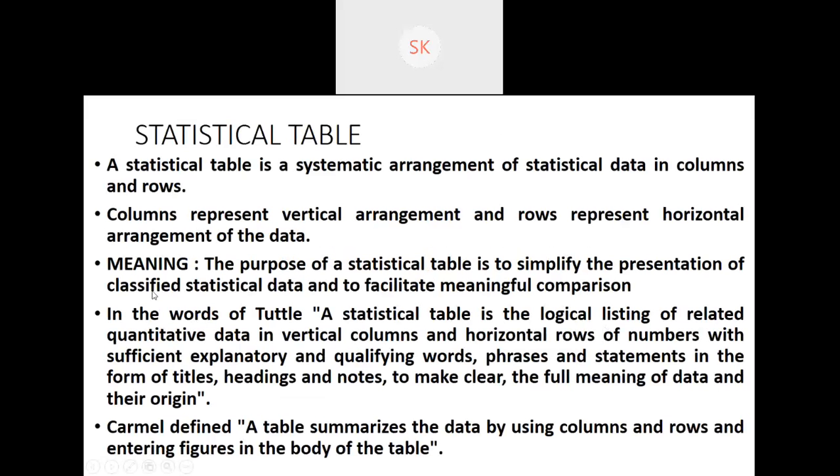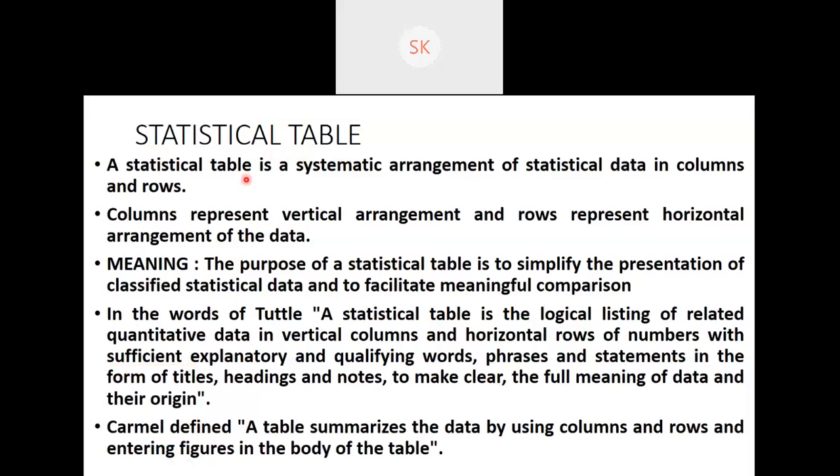Okay, so tabulation of data. This is the name of the concept. In this, we are going to learn how to tabulate, or how to make sure the data is in a presented form. That can be done using statistical tables.